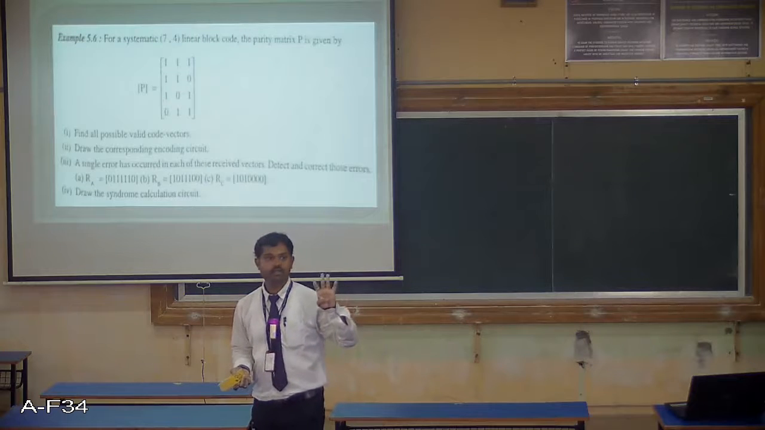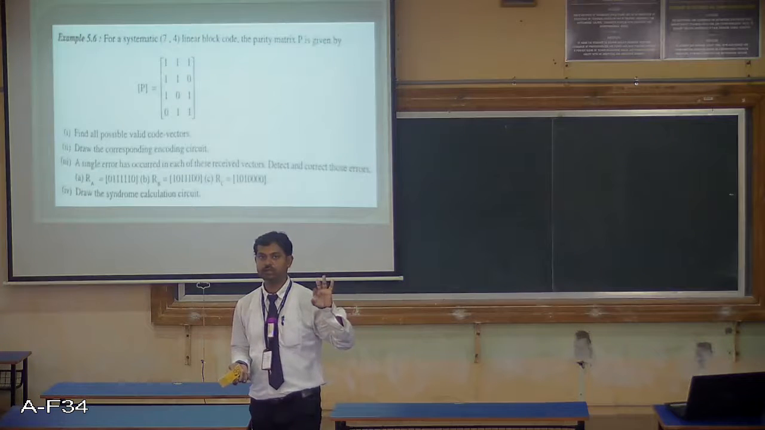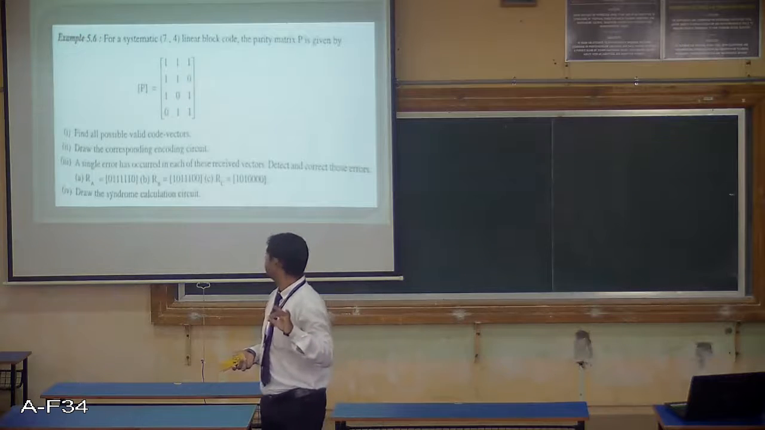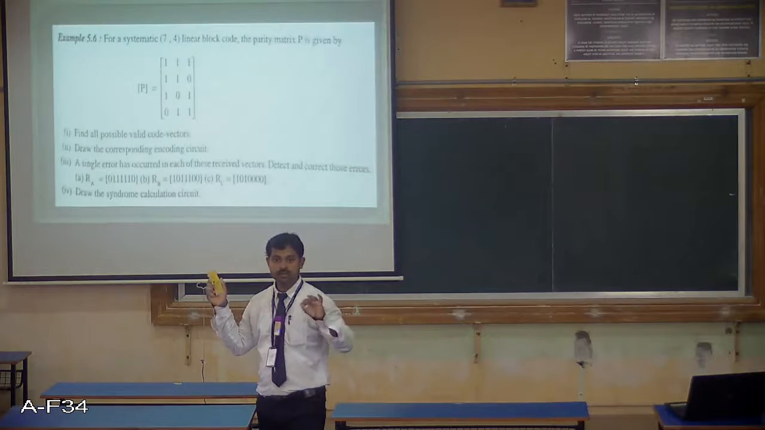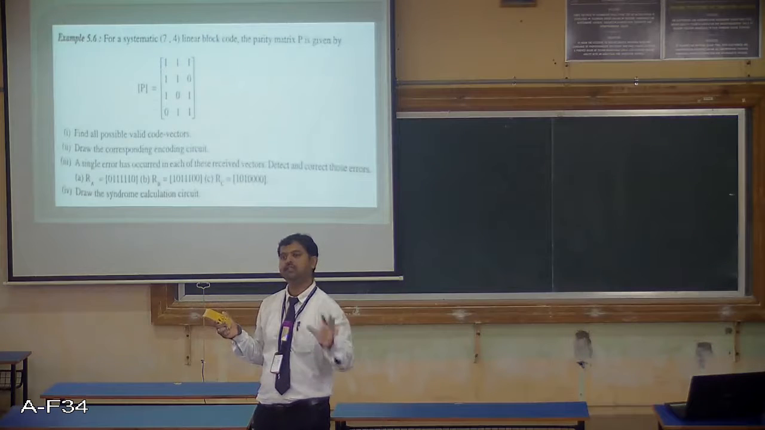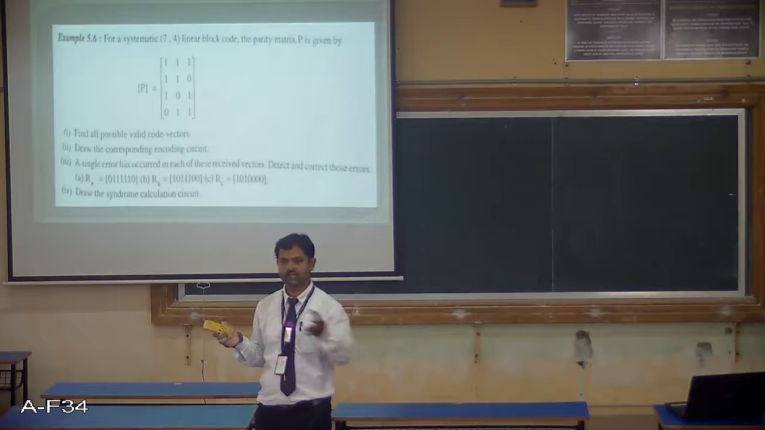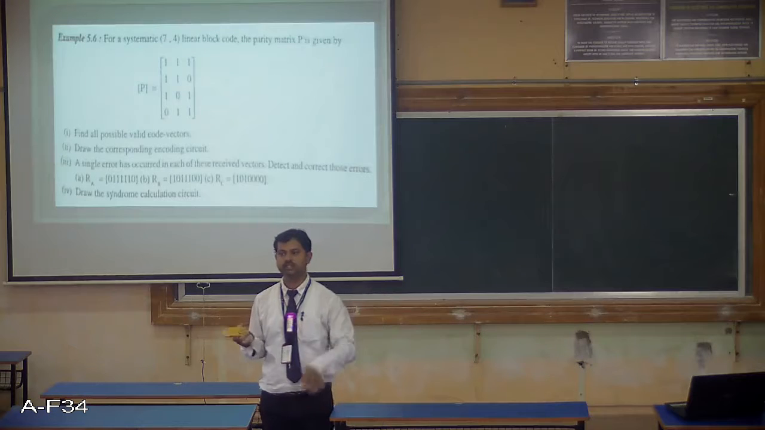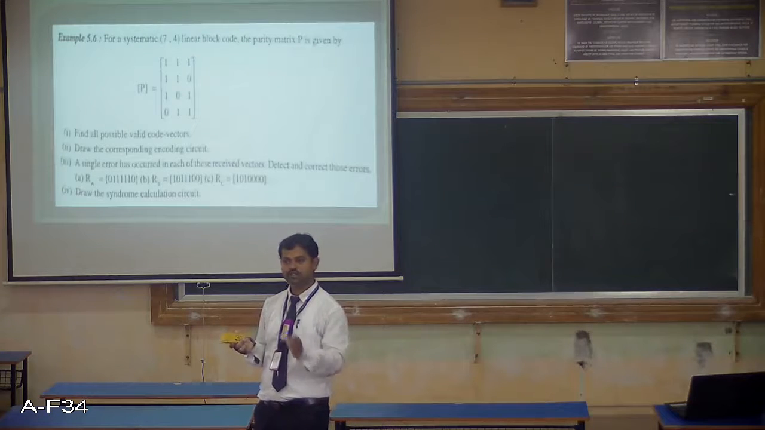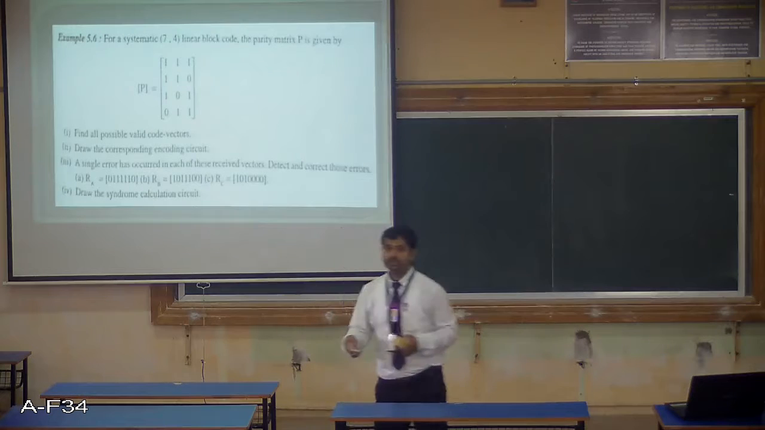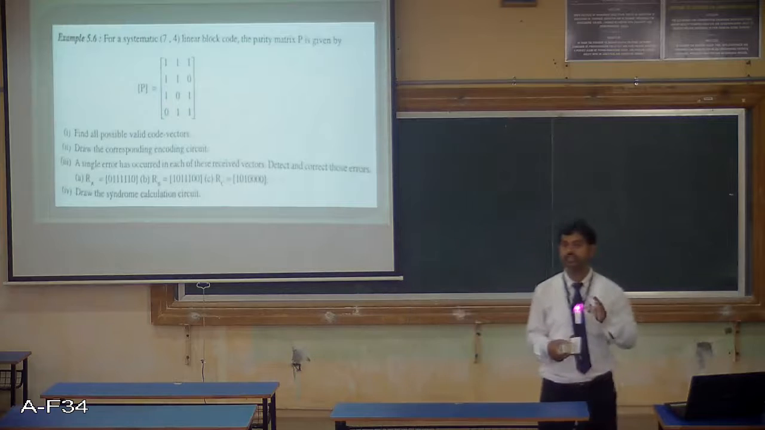You have to draw the encoding circuit and the syndrome circuit, and some received sequence is given. You should tell whether that is a valid code vector or it has an error. Indirectly you need to find out the syndrome. If S is not equal to 0, there is an error. If S is equal to 0, that received sequence is absolutely fine, it is a valid code vector. And you need to draw the encoding circuit and mention the valid code vectors.